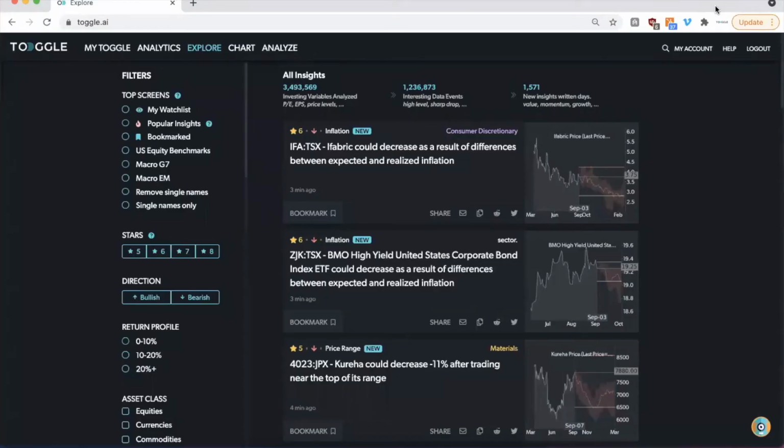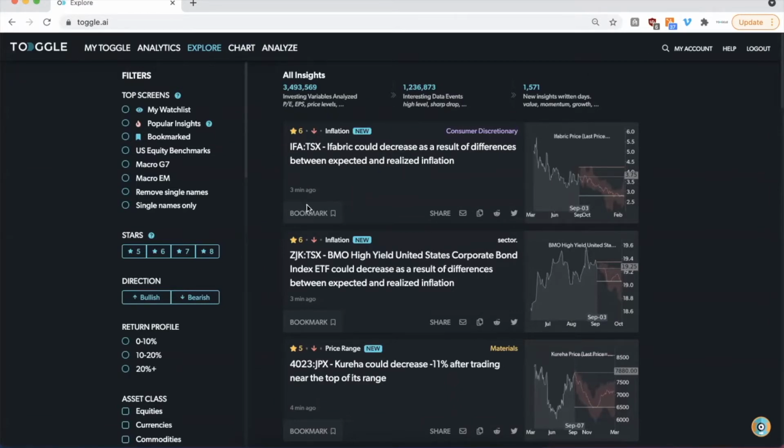So firstly, what is Toggle? Well, you can think of Toggle as a smart investment dashboard, kind of like Google Maps. We're not trying to push you in any direction to buy or sell an asset. We're just trying to show you all the different trading opportunities that are there around you based on data. And the way we do this are through insights.